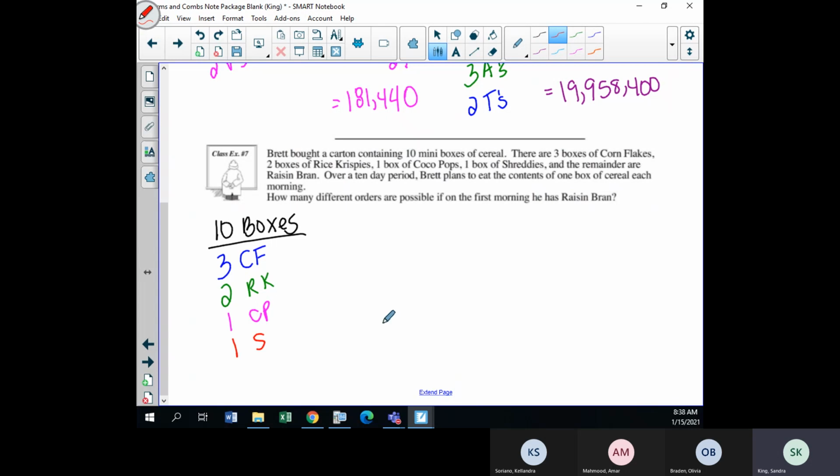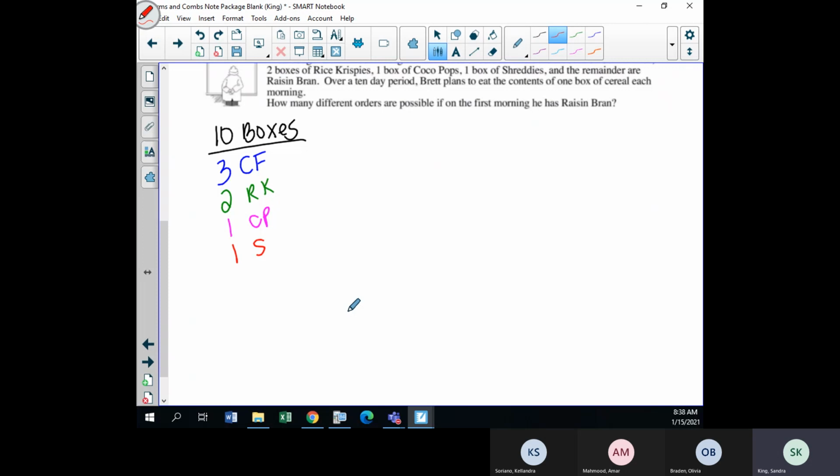So Maria, how many Raisin Bran would there be? 3. Yes, so that's the first thing, right? They're gonna expect that you're able to figure that out. Because if there's 10 boxes total, this accounts for 7 boxes, and then it said the remainder are Raisin Bran, so therefore, there'd be 3 Raisin Bran. That's how you do that.